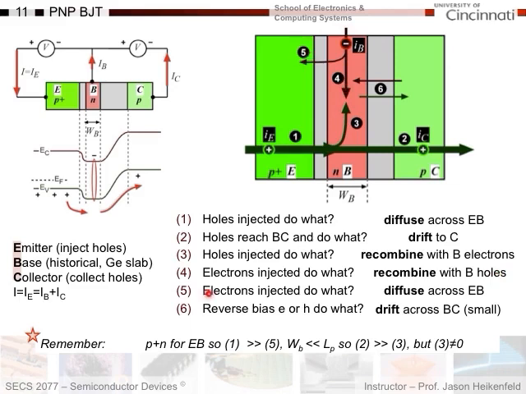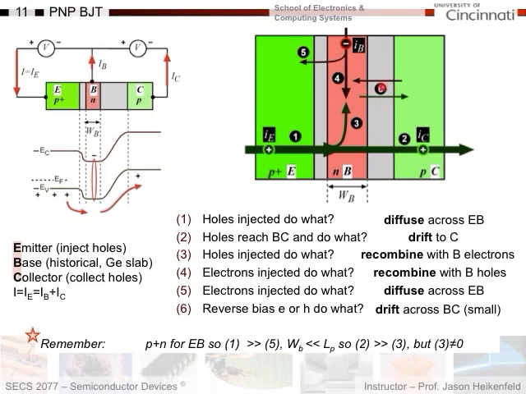Number 5 here. These electrons, what do they do that are injected? Well, remember, this is forward bias, right? So yeah, I'm injecting holes this way, but if it's a forward bias diode, I have some electrons going this way, right? And so they are diffusing across the emitter base. However, remember, this is P plus and N. And so I have tons of holes this way, but because this is lightly doped, I don't have many electrons coming this way because, again, I don't have a big concentration gradient and there's not a lot of electrons. So that's important to remember as well.